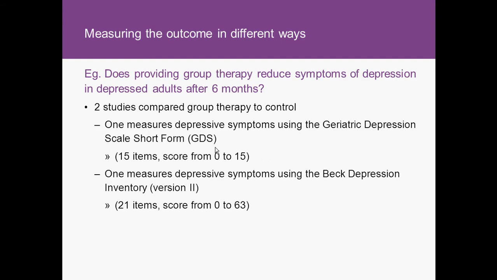Let's look at another example. Does providing group therapy reduce symptoms of depression in depressed adults after 6 months? We're going to consider 2 studies that compare group therapy to a control condition. The first study measured the primary outcome using the Geriatric Depression Scale short form, which has 15 items and generates a score between 0 and 15. The second study measured the primary outcome using the Beck Depression Inventory version 2, which has 21 items and generates a score between 0 and 63.